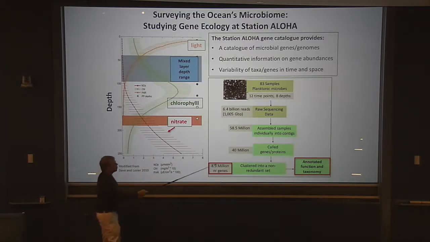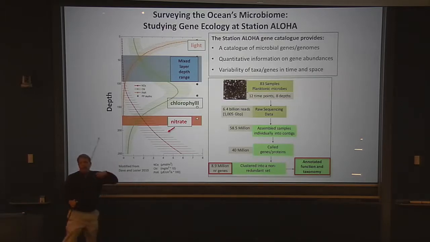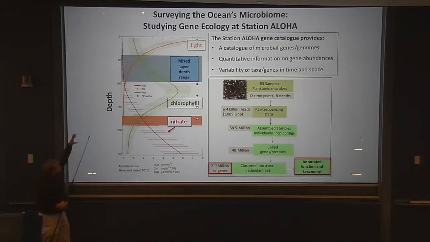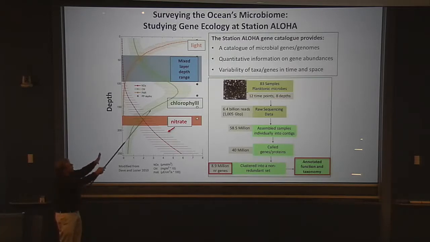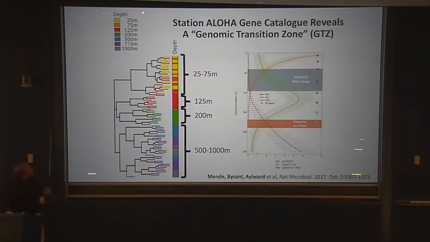And by doing so, we could get an idea of what the distribution of genes was as a function of depth and what patterns we might see in terms of gene variability with respect to these environmental parameters. So that's what we're going to look at next.